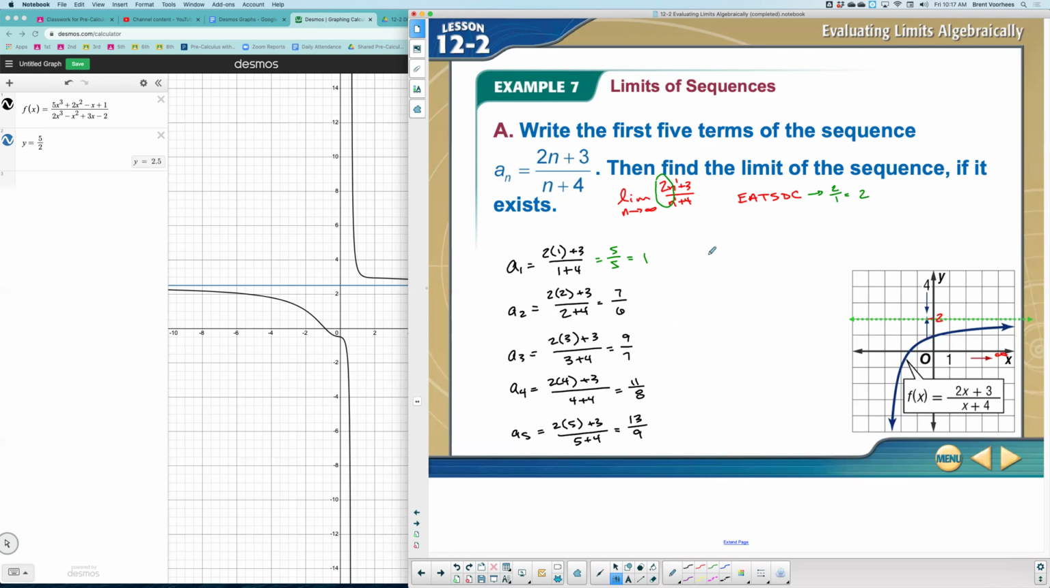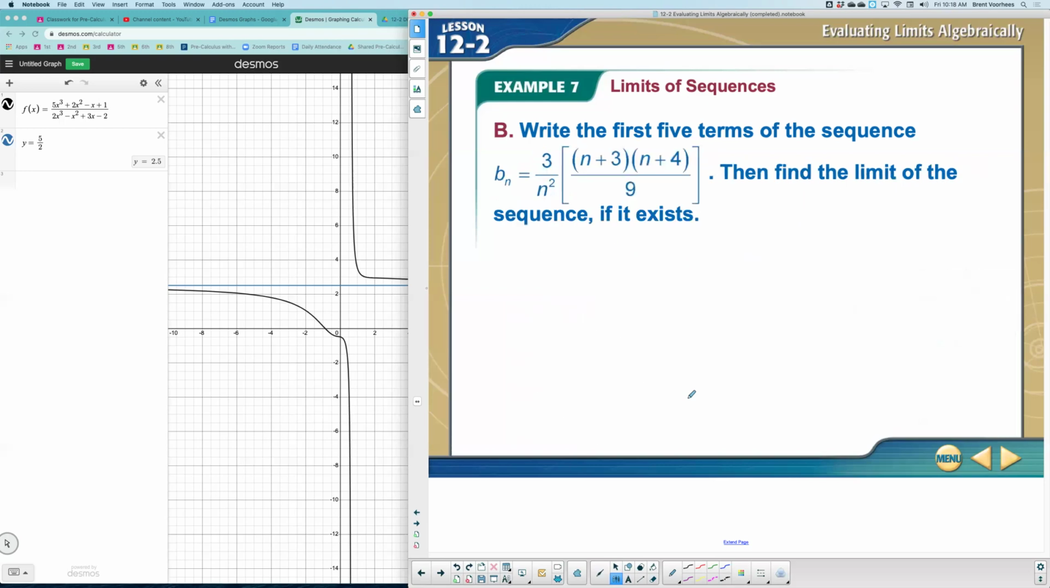So the first 5 terms: 1, 7/6, 9/7, 11 over 8, 13 over 9, and so on. And the limit would be 2. And that would be my solution to part A here.